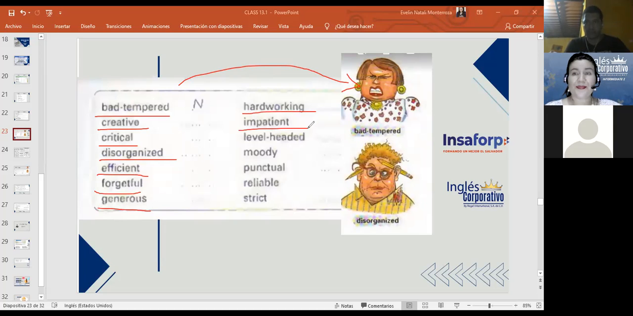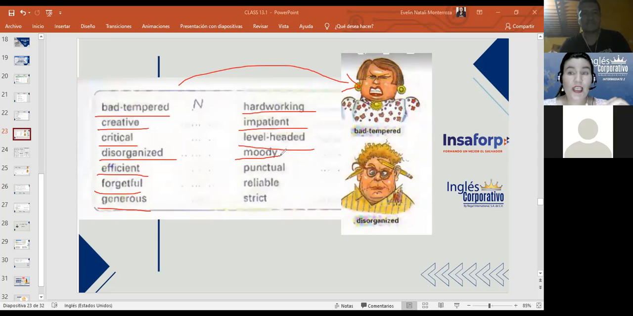Impatient, and this has my name next to it, right? Impatient is like you want everything for yesterday, right? Level-headed. Level-headed is a person who thinks correctly, even in critical situations. Cuando todo se nos sale la loca de la cabeza, the level-headed person is the one who says like, okay, take it easy. Let's think. Let's analyze.